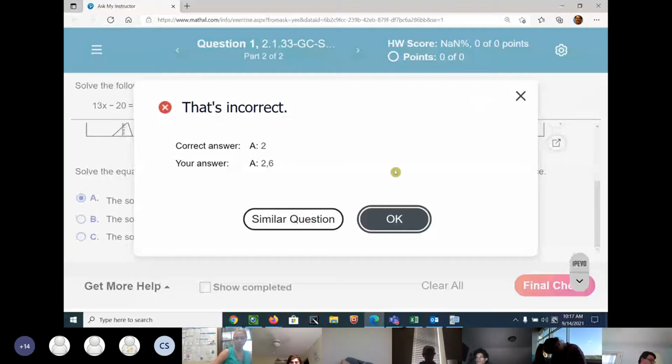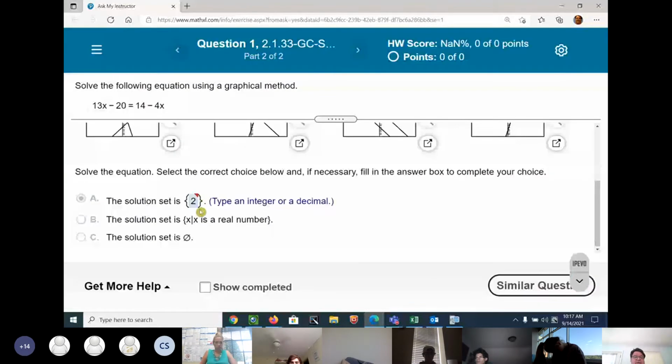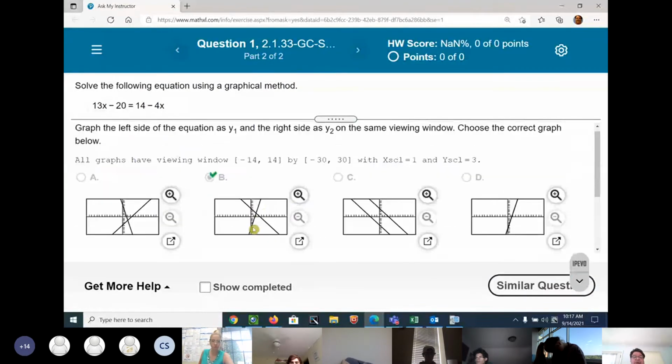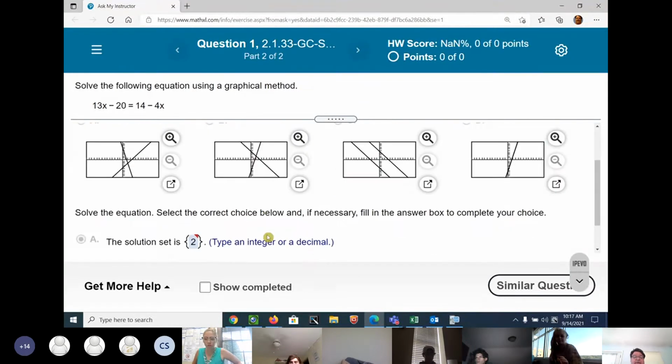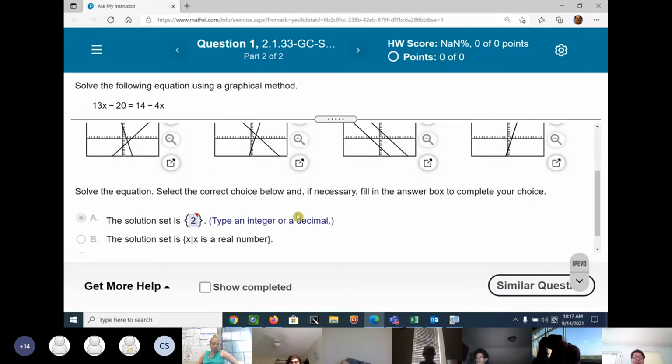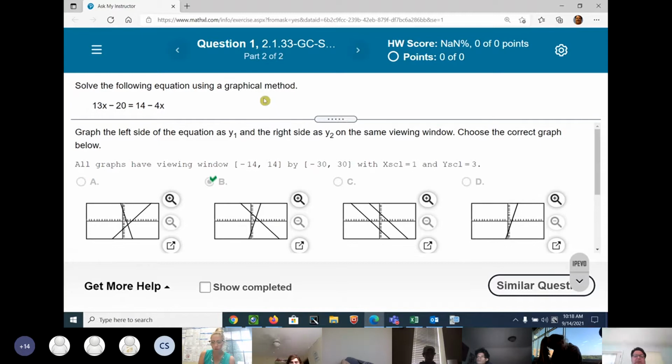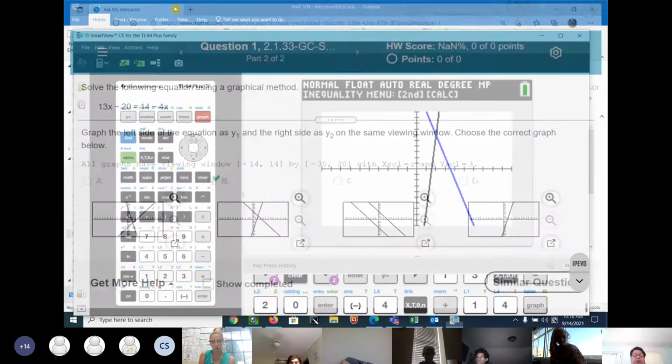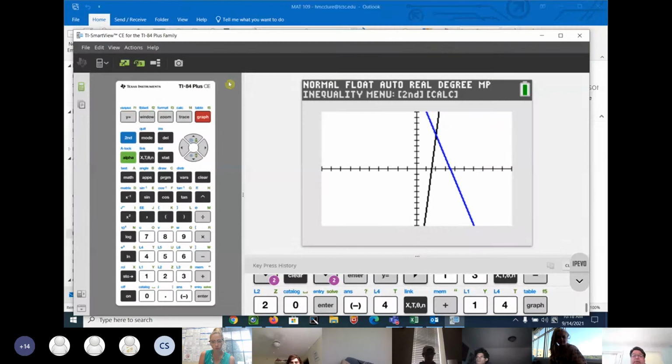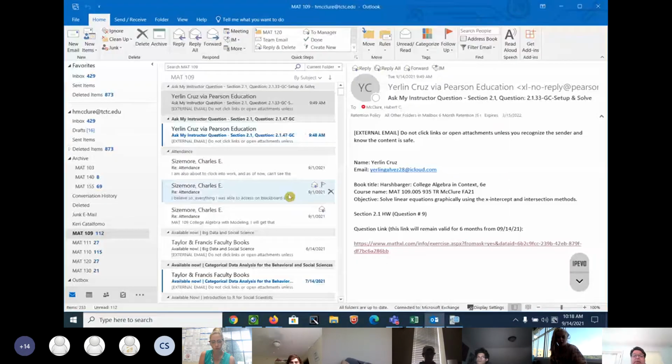I don't like that question because the solution to 2 lines crossing is the coordinate where they intersect, and that should be 2 comma 6. I don't like that. But it's not a bad question. It's not a good question either. But hopefully that helps. I can see why you sent it. It can be a little confusing. All right, next one.